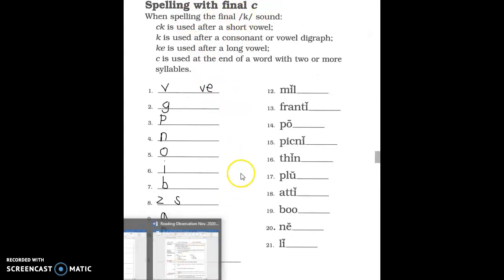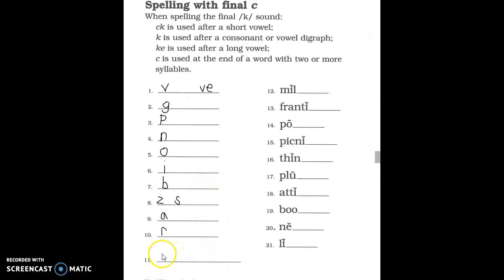for number 11. K. We know K makes the K sound. We know C makes the K sound. What else? CK makes the K sound. And KE makes the K sound. All these letters or letter combinations make the K sound.